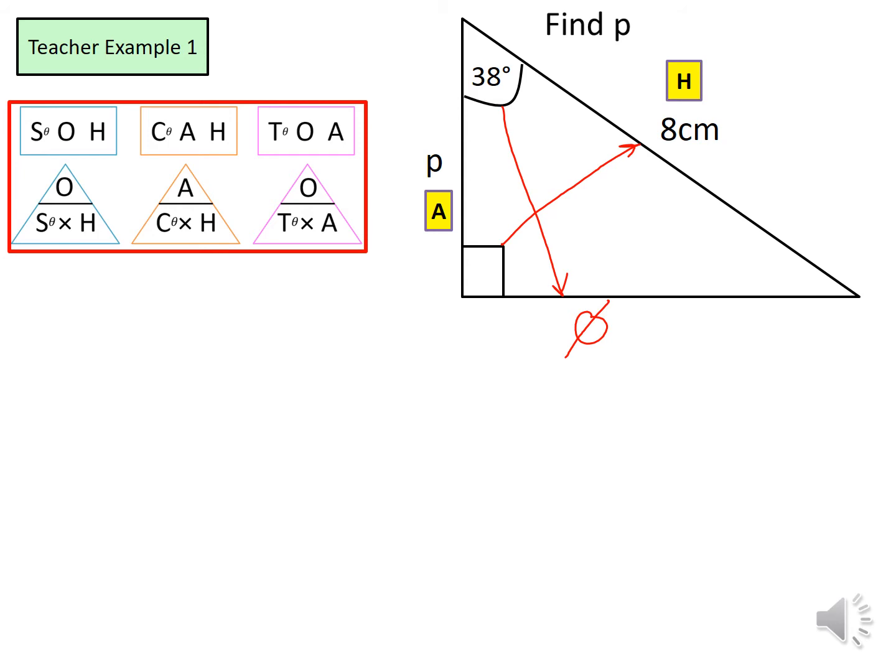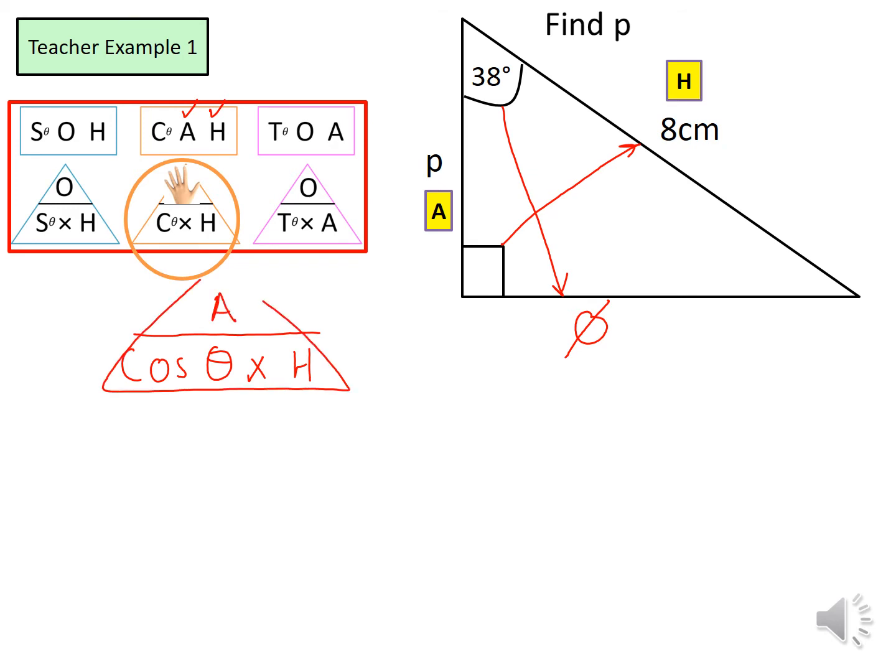So now we need to find which trig formula has adjacent and hypotenuse. Therefore we circle that trig ratio. We're using the cosine trig ratio. We need to cover up the adjacent because that's the one we're trying to find out. So let's write it down. What you'd write down is cos theta multiplied by the hypotenuse over the adjacent.